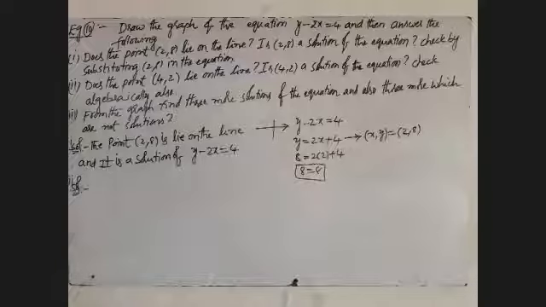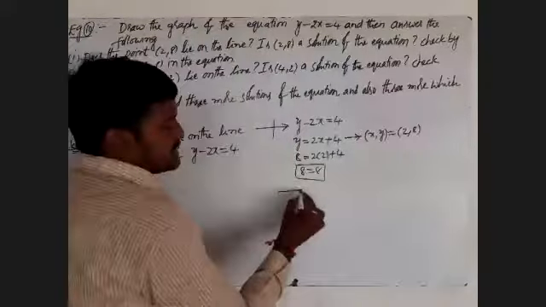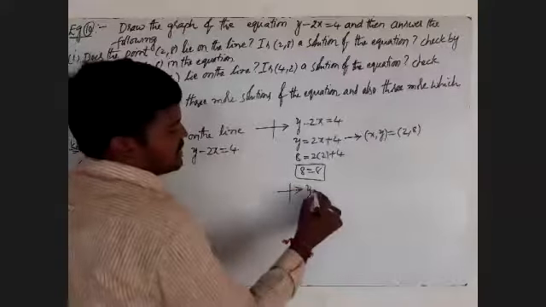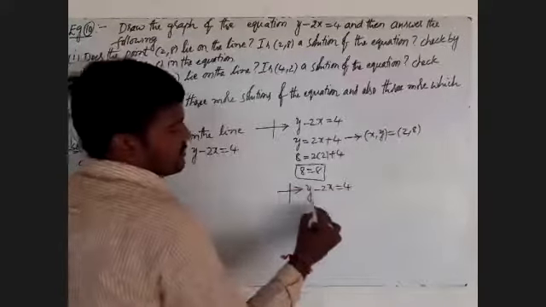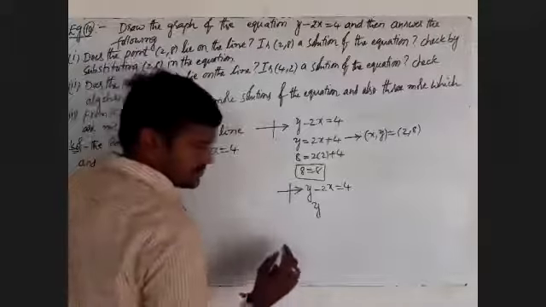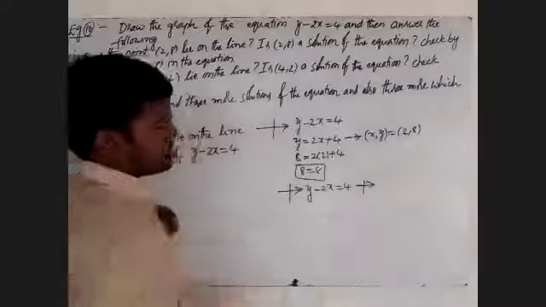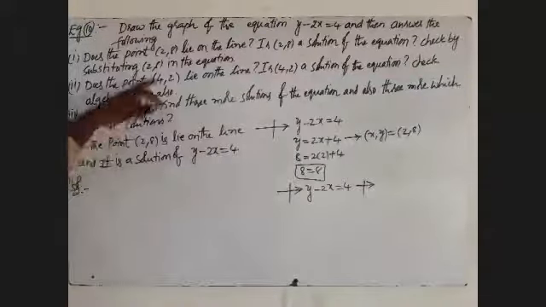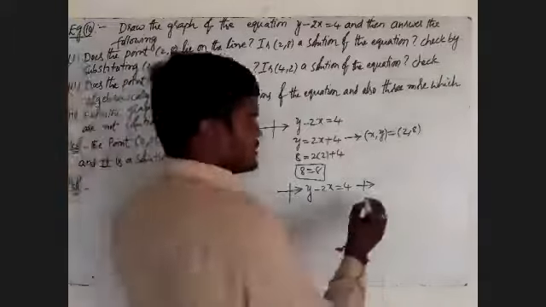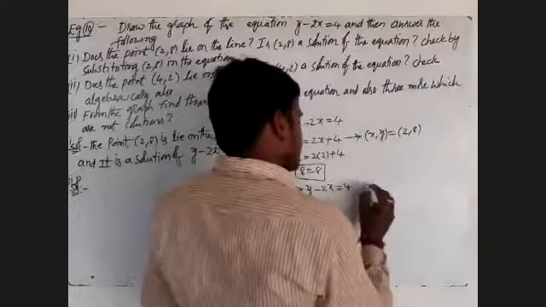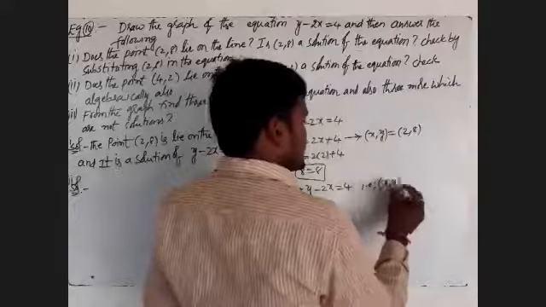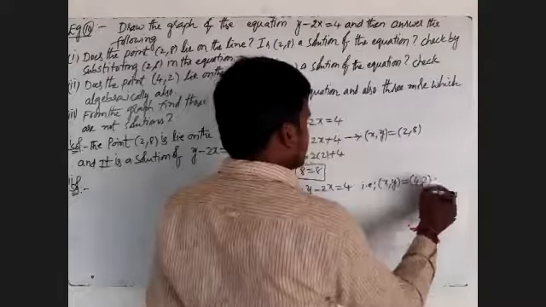What am I asking in this one? Does the point 4, 2 lie on the line? First we will take the given linear equation, that is y minus 2x is equal to 4. We take the point: the given x, y is 4, 2.